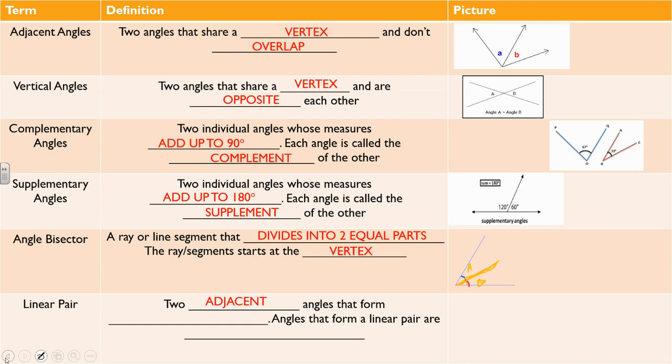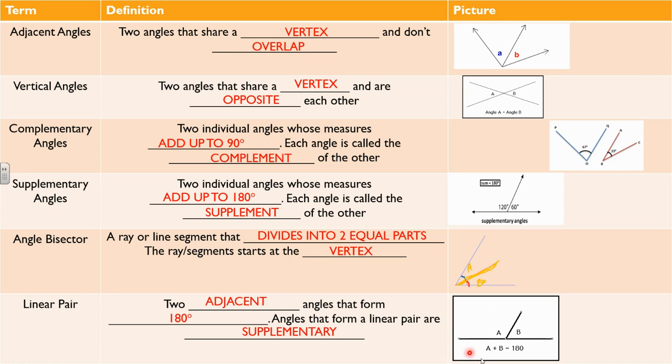A linear pair is two adjacent angles. We know what that means now. Two adjacent angles that form 180 degrees, so they're supplementary. Angles that form a linear pair are supplementary. A quick example of that, this would be a linear pair. This actually would also be a linear pair. As you can see, they look very similar. A and B add up to 180. They're adjacent and they share the same vertex. So those are things to know from here on out.